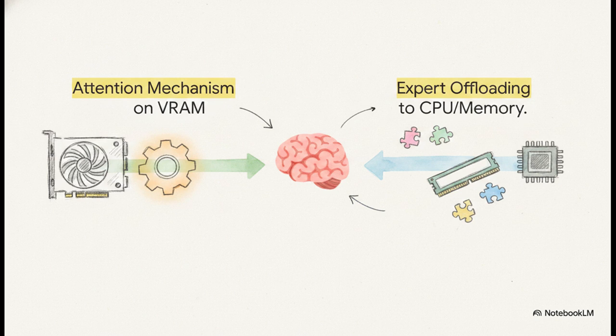MoE models split the workload. They run the crucial attention and routing mechanisms right on your GPU's precious VRAM, but they offload the lesser-used expert parameters to your much larger standard system memory and CPU. Basically, this means you can run highly capable reasoning models on VRAM-constrained GPUs without suffering massive performance drops.